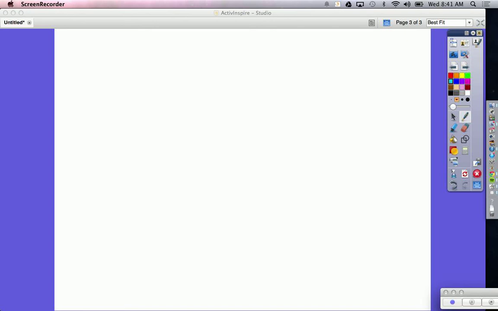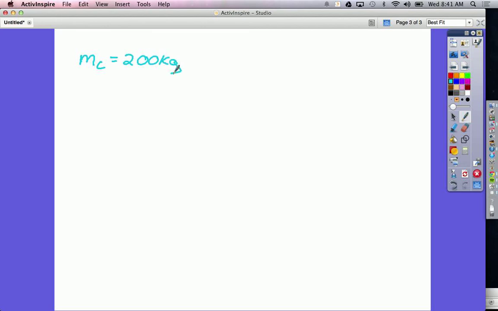I don't need to draw a picture for this cannon problem because there's already one on the web page, but I am going to write down the numbers. So the question is saying that there is a 200 kilogram cannon, so the mass of the cannon is 200 kilograms, sitting on wheels, and it fires a 4 kilogram cannonball. So the mass of the ball is 4 kilograms.